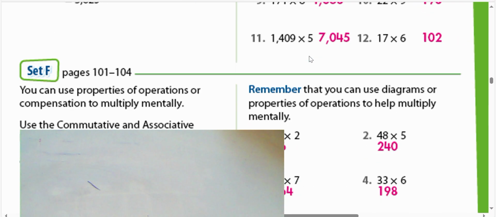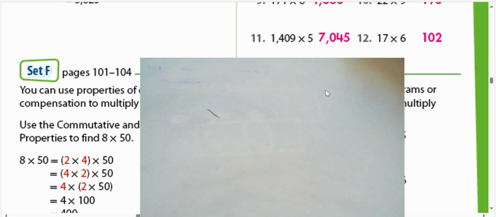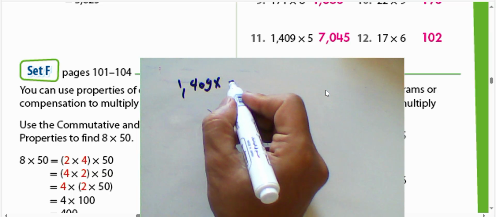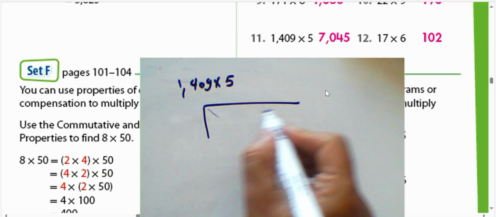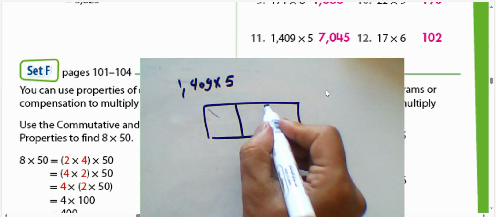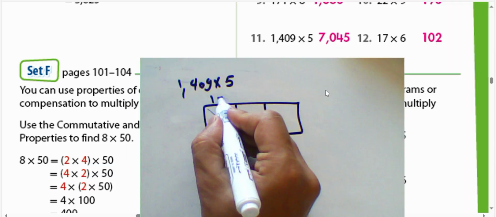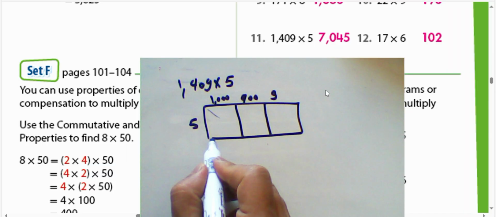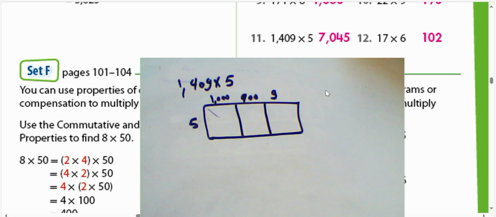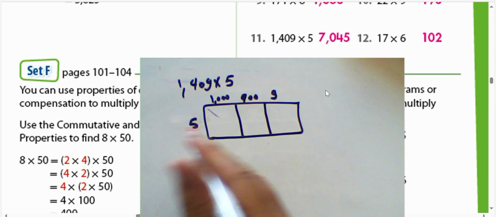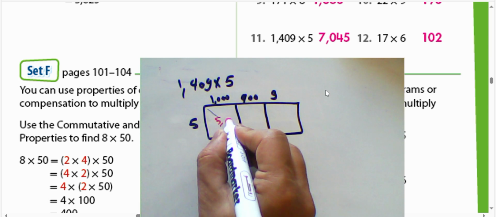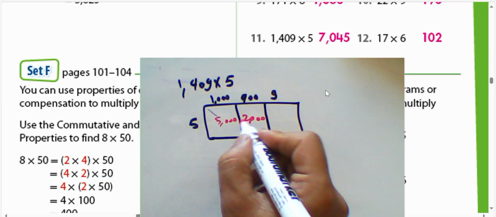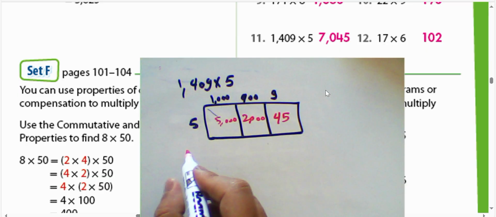Next question. 1409 product by 5. You can draw a rectangle and divide it into 4 parts or 3 parts. 1000 plus 400 plus 9. Product by 5. 5 times 1000, it will be 5000. 5 times 400, write 0, and 4 times 5 equal 20. 5 times 9 equal 45.